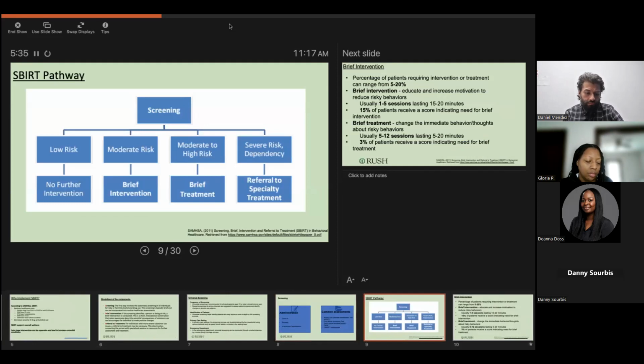So with the screening process, if low risk, say you answer no, there's no further intervention. You just continue to congratulate them on being abstinent from using substances or drinking and let them know, hey, you're good to go. Moderate risk, you may have a brief intervention. Moderate to high risk, you will have a brief treatment. And then severe risk and dependency, it will be referral to specialty treatment. We'll get into some of those treatments on the next slides.